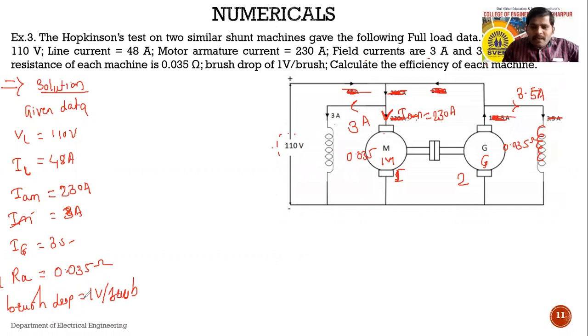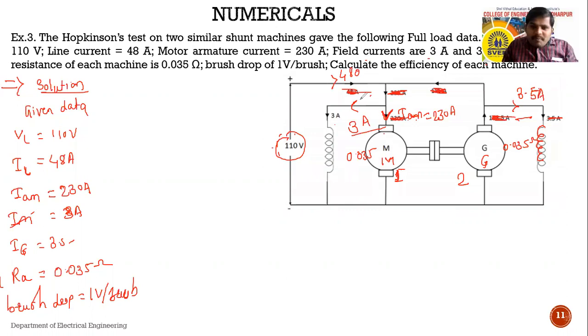Okay. See, the given data we have written down. These quantities are given: VL is given, then the armature current of the motor is given, then the field current of the motor and generator are also given, and the line current is given. Line current is 48. Okay.